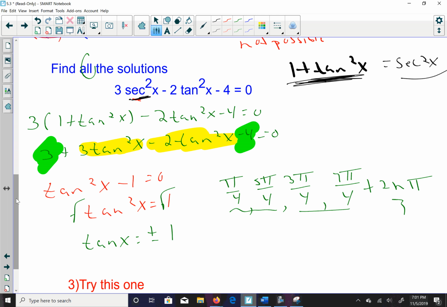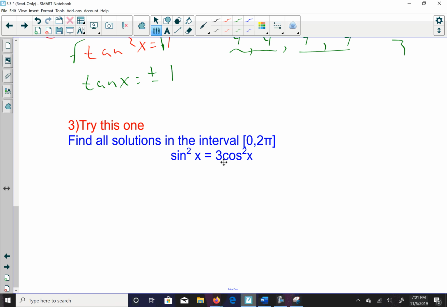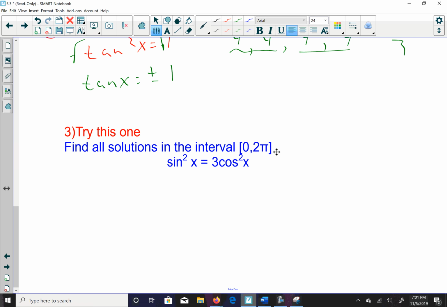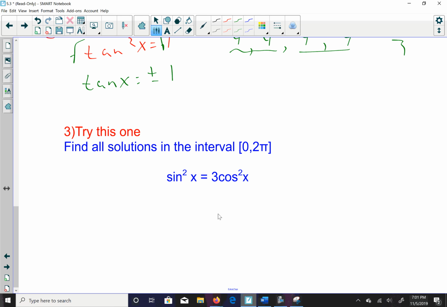Okay, here's one more. Pause the video, give yourself a chance, and try and do this one. You are definitely going to have to substitute. It should be interesting. Some of you may replace the sine squared with cosine squared. Some of you may replace the cosine squared with sine squared. Does not matter. You'll all get the same answers at the very end. So pause this video and see how it goes.